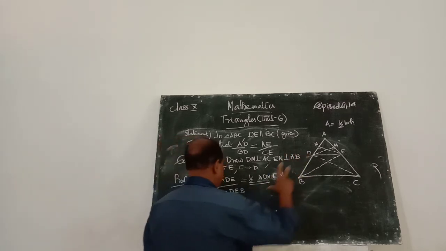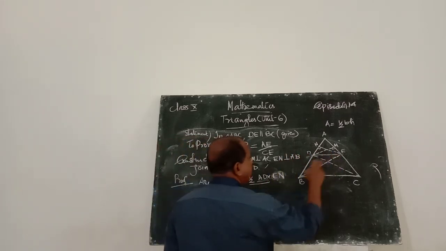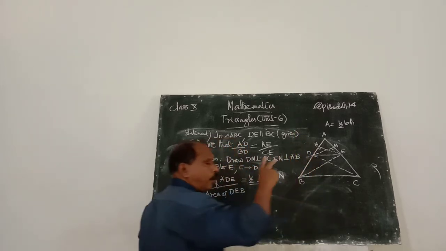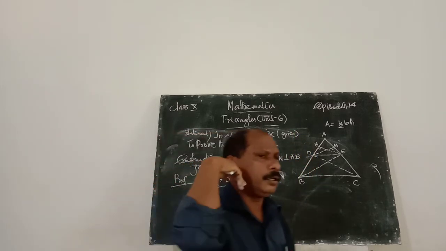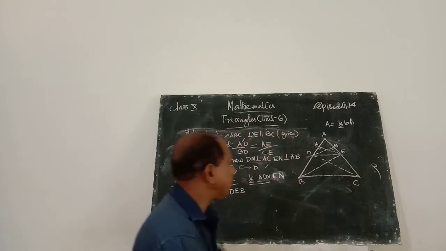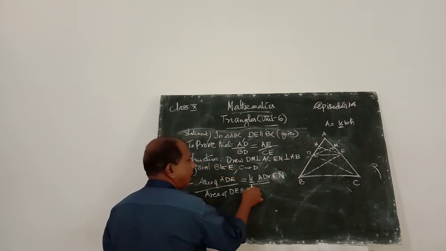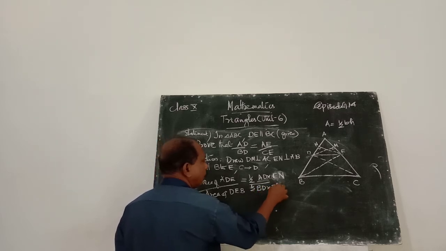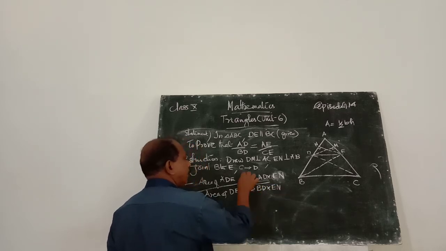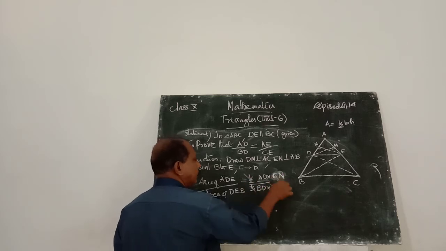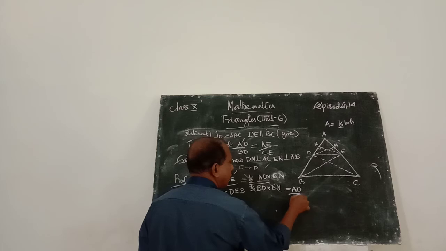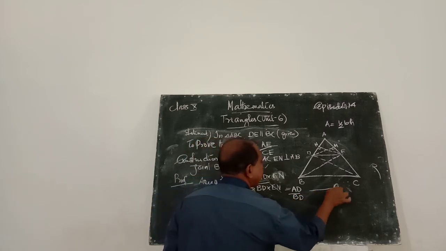Therefore, area of triangle DEB, that is base is BD and the altitude of an obtuse triangle is outside of that triangle, that is EN. Half BD into EN. Therefore, the half cancels, EN cancels, and it is equal to AD by BD. That's an equation.